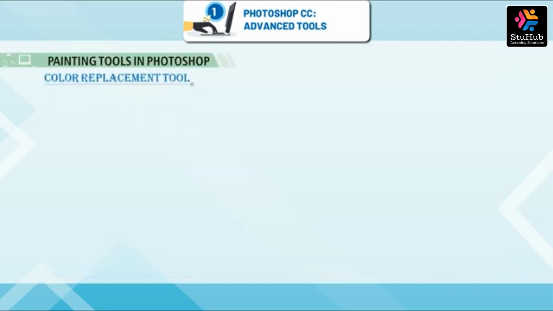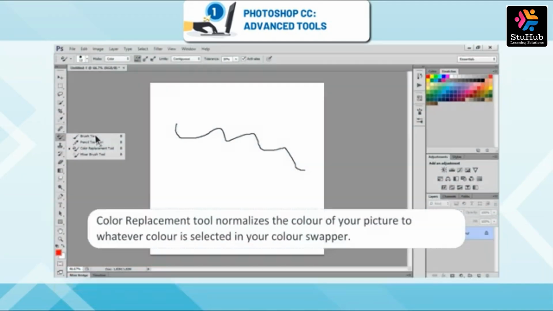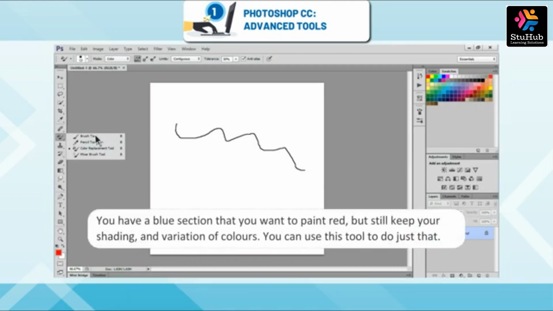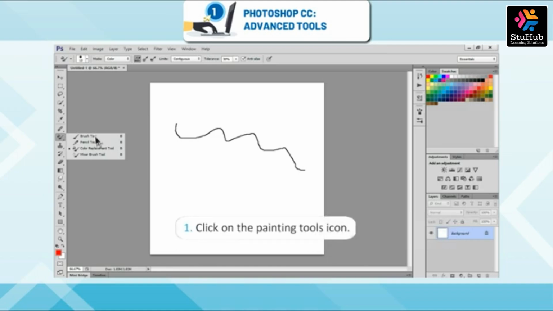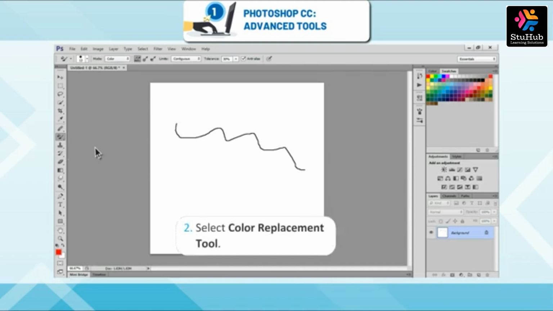Color replacement tool. Color replacement tool normalizes the color of your picture to whatever color is selected in your color swapper. You have a blue section that you want to paint red, but still keep your shading and variation of colors. You can use this tool to do just that. To use this tool, follow the given steps. Click on the painting tools icon. Select color replacement tool. In the options bar, set the tool's feature.